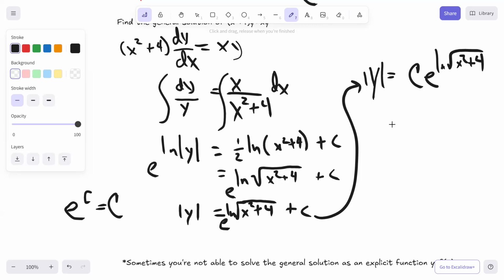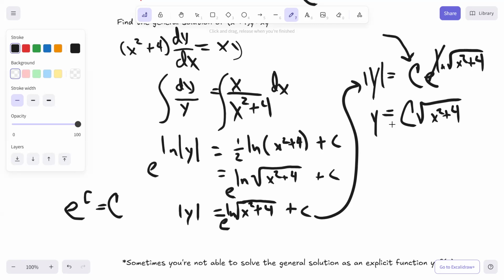And then we take the absolute values off of the y. That means the other side could have been positive or negative, but since c represents any constant, it's still going to be a c there. And then the e and the natural log cancel, and you have square root x squared plus 4. So this would be our general solution here.